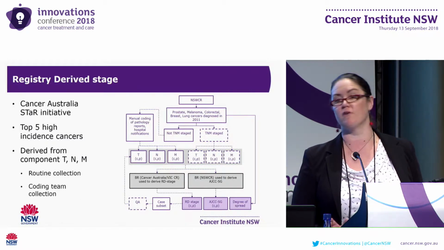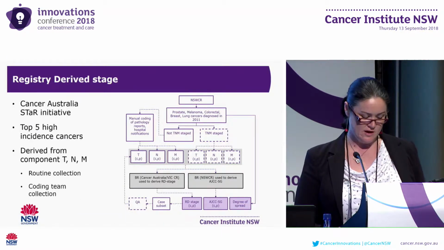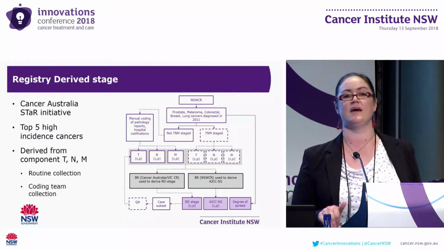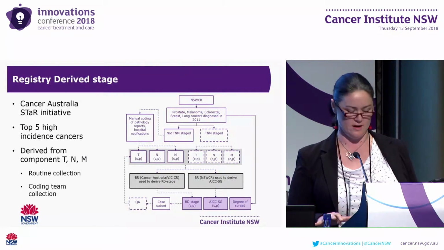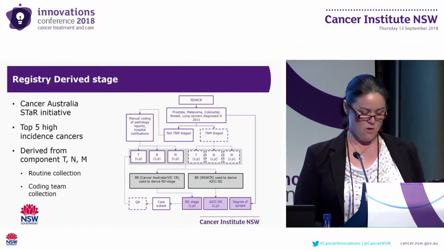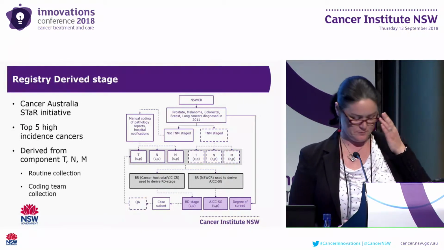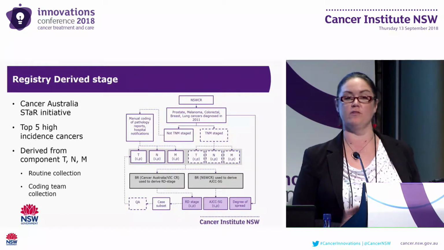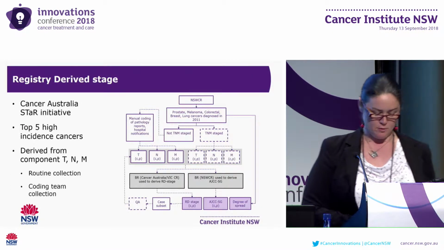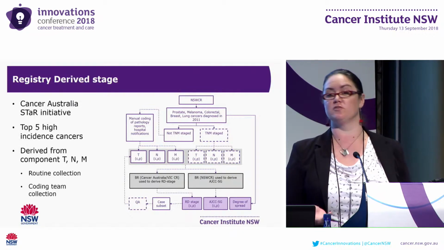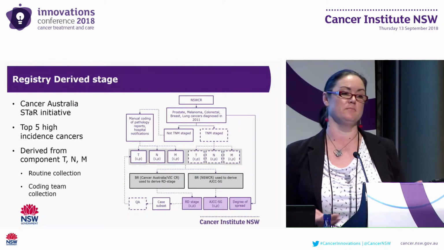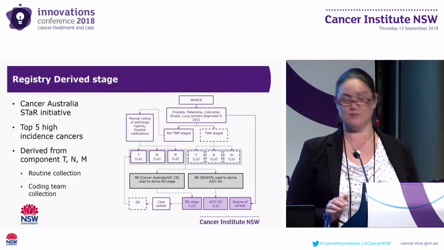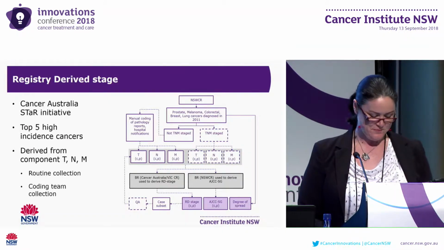Referred to as registry-derived stage, or RD stage, it reflects T, N and M values obtained from notification sources within the registry. So what we've got to hand, what we routinely have available. Some business rules were developed based on the AJCC rules, and they were developed by the Victorian Cancer Registry and ratified by the Australasian Association of Cancer Registries. Lots of acronyms there for you.